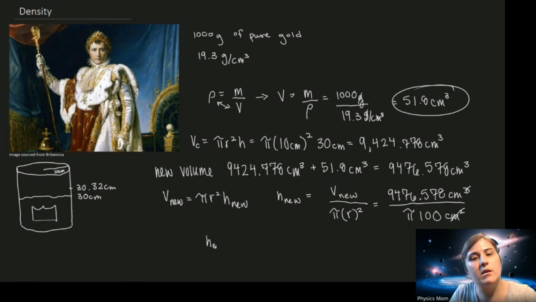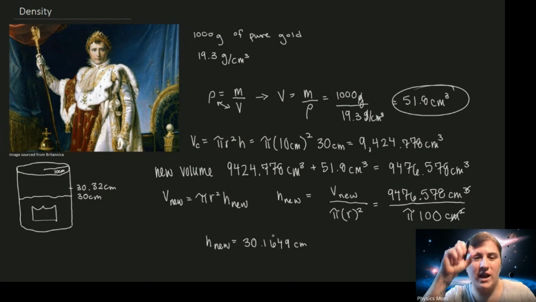So my new height, once I calculate this, is going to equal 30.1649 centimeters. But we noted that the height actually increases to 30.32 centimeters. So it's subtle, but the height jump, or the height distance, is about twice what we should expect. So by this conclusion, the blacksmith cheated the king. He did not use pure gold.